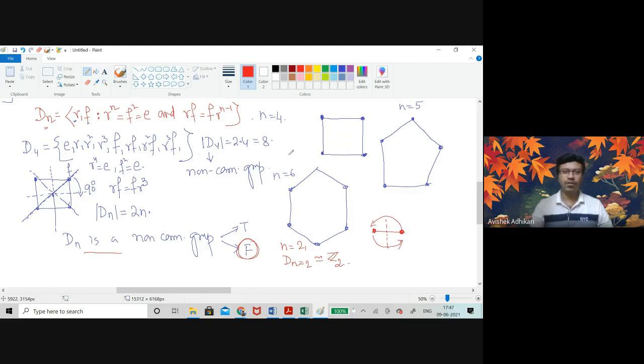So basically this is for n greater than or equal to 3. For the sake of completeness, I must mention n should be greater than or equal to 3. For D2, the result is isomorphic to Z2 and it has only 2 elements, so it must be cyclic, so it is commutative. In general, for n greater than or equal to 3, this statement would be true. Otherwise, as a general statement, it's false.